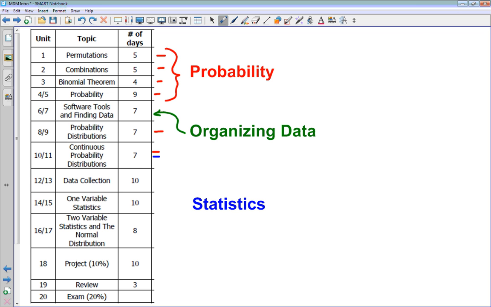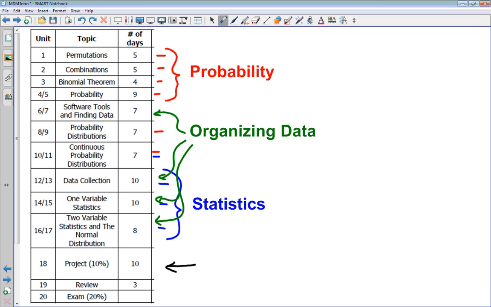We really get into statistics when we start doing data collection, one variable statistics, obviously, and then two variable statistics and the normal distribution. We're going to use aspects of organizing data when we do data collection and some of our two variable statistics, and even a little bit of our one variable statistics as well. Finally, we put all of this together at the very end in our final project, where you are going to collect some data, analyze that data, and use it to test a hypothesis.